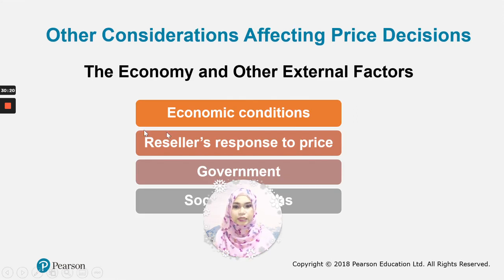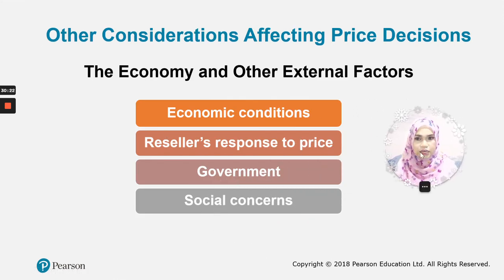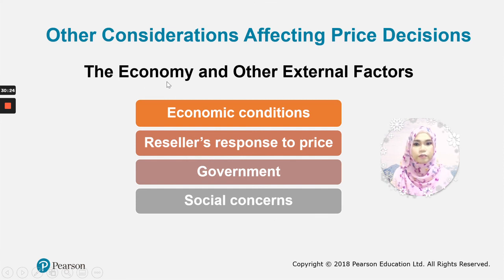Then here you have the other consideration, which is the economy and other external factors like the economic condition. Are we in a recession? What will be the inflation rate? Because of COVID-19, you might want to think about how much you want to set on the price because of this economic condition. Because of this pandemic, the interest rate drops, so how much price should you set? You look at that.